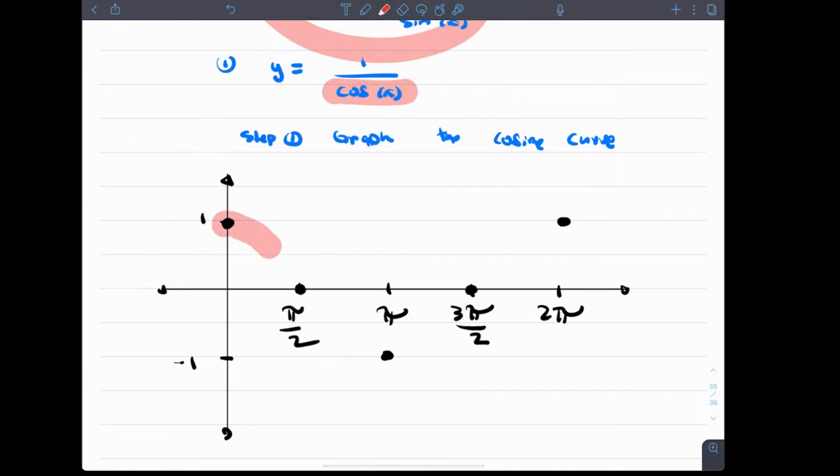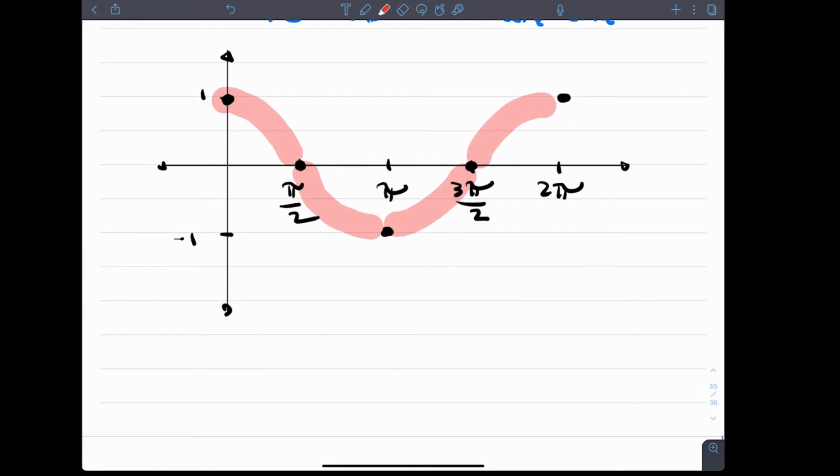You go ghost curve, Mr. Judge. Okay. So is that the cosine curve, by the way? Right. And I want you guys to notice something here. This is important. Look at the x-intercept values. What are your x-intercepts? Pi over 2, and what's the other one? 3 pi over 2.